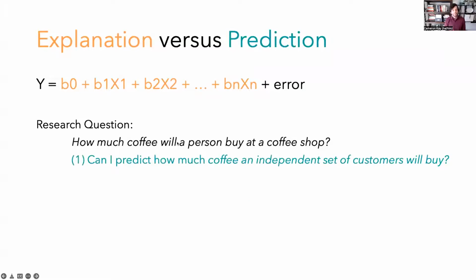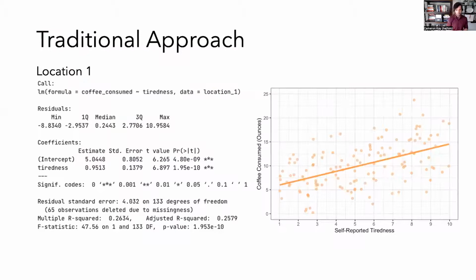In contrast, with our prediction, we say, can I predict how much coffee an independent set of customers will buy? So we're focused on predicting how much coffee a person will buy, not so much on explaining why they are buying coffee. So to take a deeper dive into this example, we might imagine that you go to location one, you find a Starbucks, you walk in and you say, hey, can I ask people how tired they are and then see what size of coffee they get, for example.